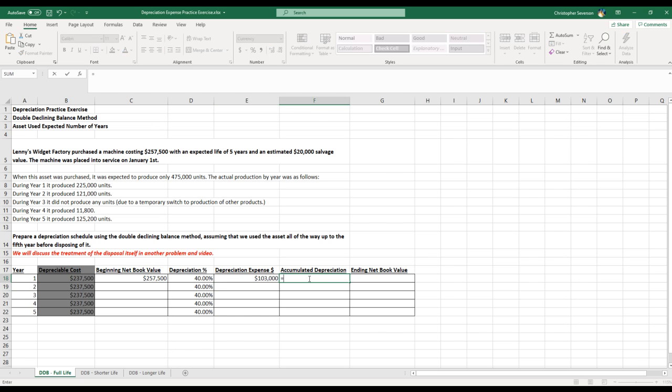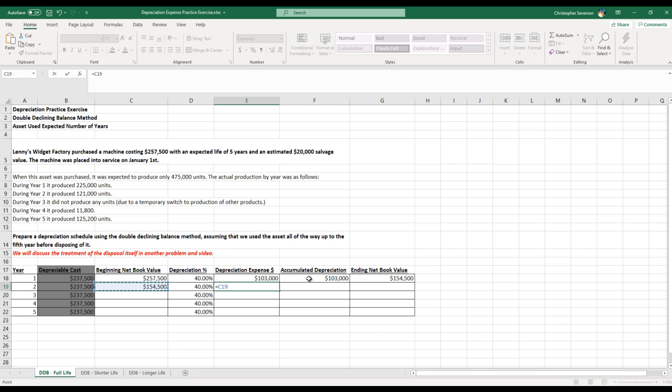Year 1, of course, our accumulated depreciation is just that 1 year's depreciation. So at the end of year 1, our ending net book value is the $257,500 minus that year's $103,000. So we're down to $154,500 that we have left for the ending net book value. That carries over to become next year, year 2's beginning net book value. And we're going to go through the same process again.